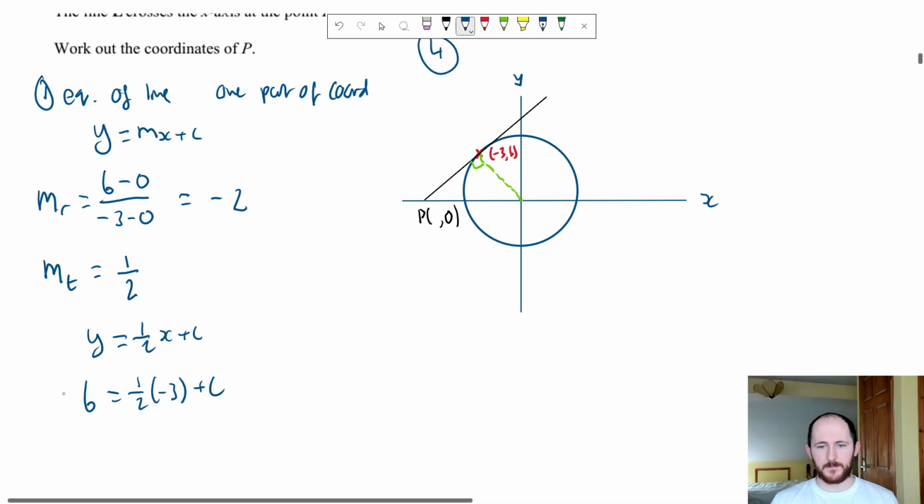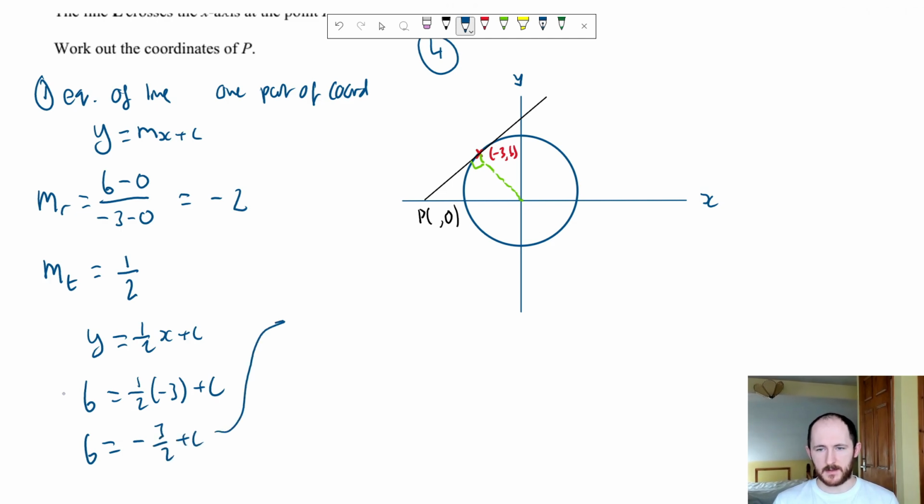So, minus 3 over 2 plus c. Let's do this up here. So that means 6 plus 3 over 2. So 6 plus 1.5, that's 7.5, or 15 over 2 equals c. So we have y equals a half x plus 15 over 2.